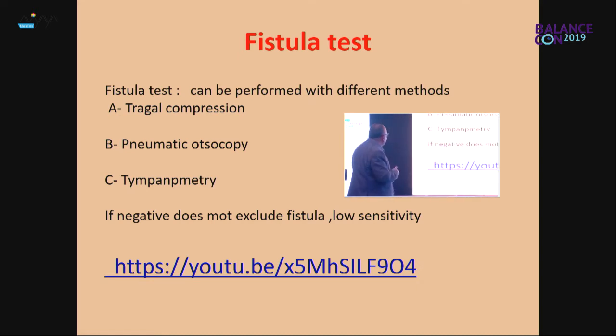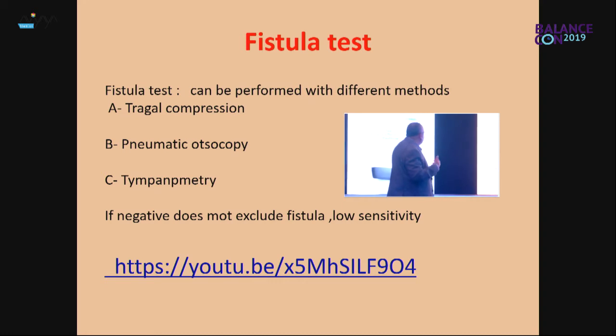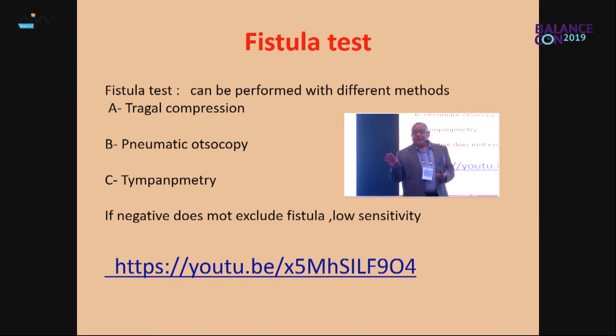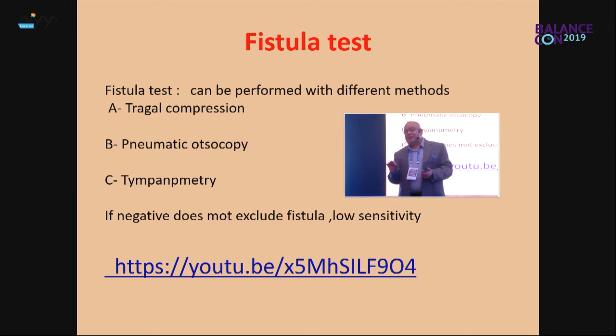So this is what's written in the box: tragal pressure, pneumatic otoscopy, and tympanometry. For tympanometry, the best way is to use a manual tympanometry. Some computerized systems now have the option to run it as manual. And you have to keep the pressure for about 20 seconds for it to work.